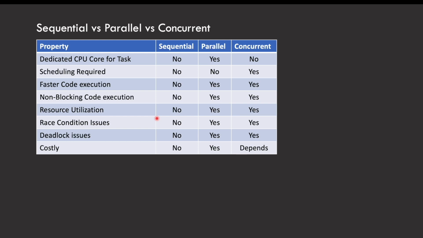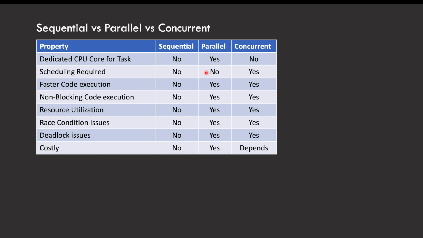So the property is dedicated CPU core for each task. Sequential obviously did not have that. Parallel, yes, it did. And concurrent, no, it did not, because there were only 4 chefs serving 5 customers, right? So no dedicated CPU core in case of concurrent and sequential. In case of parallel, yes, 4 chefs, 4 customers. Scheduling, not required for sequential, only 1 chef.